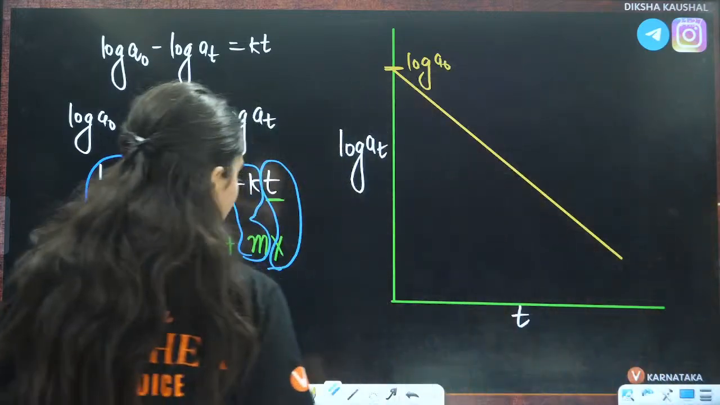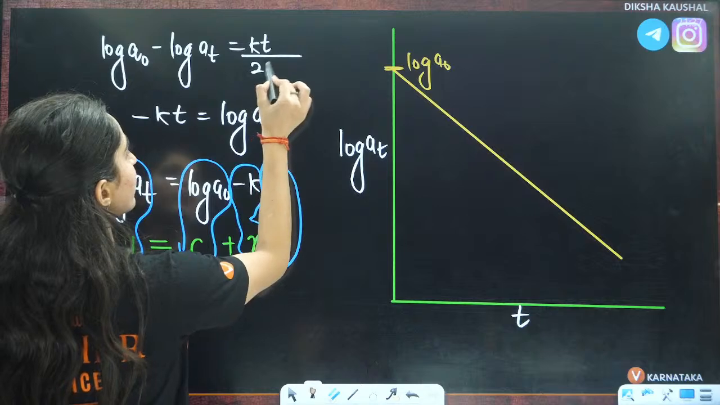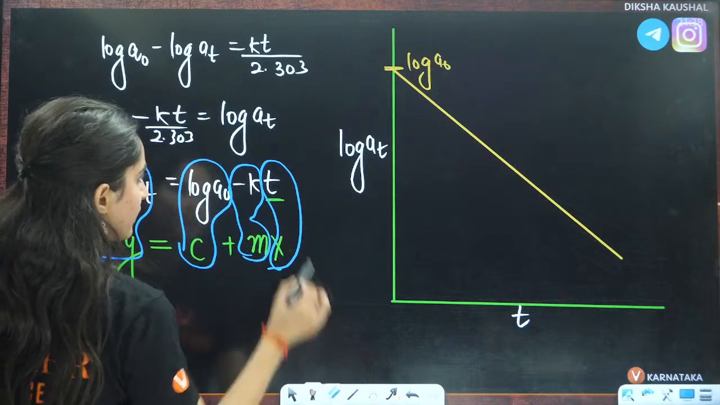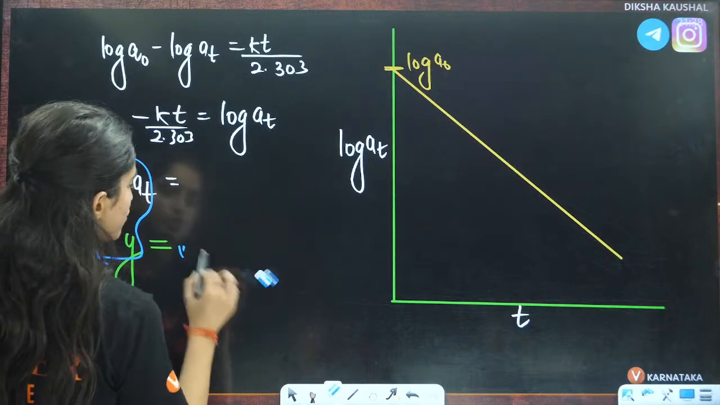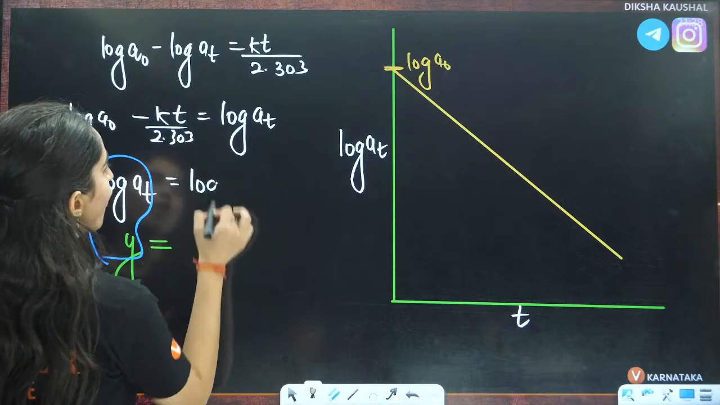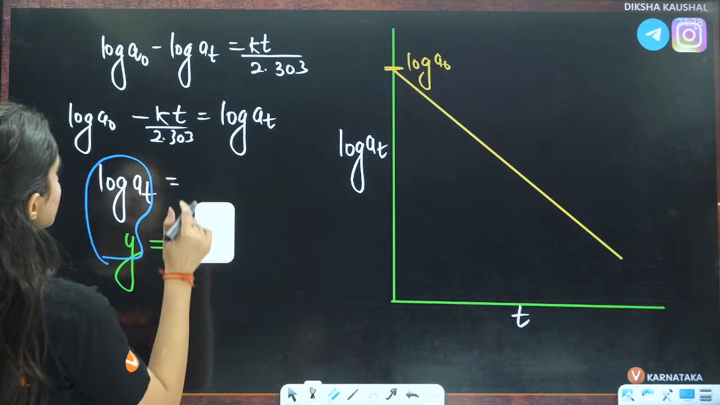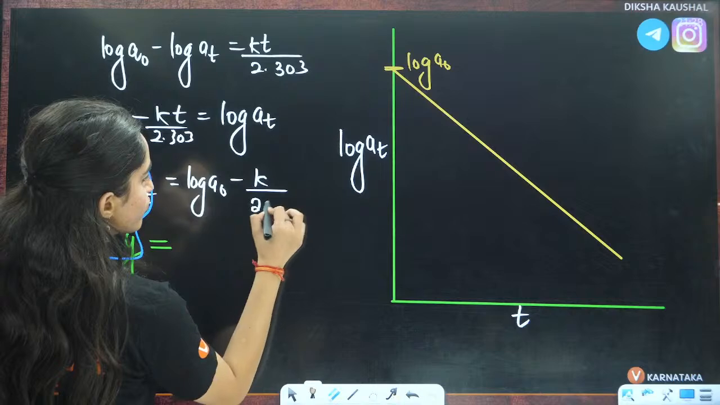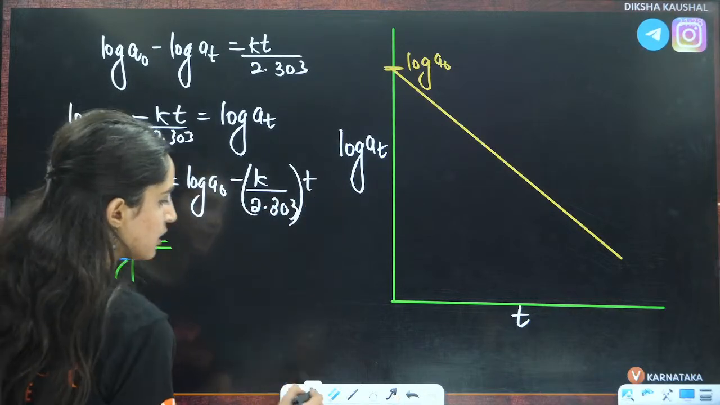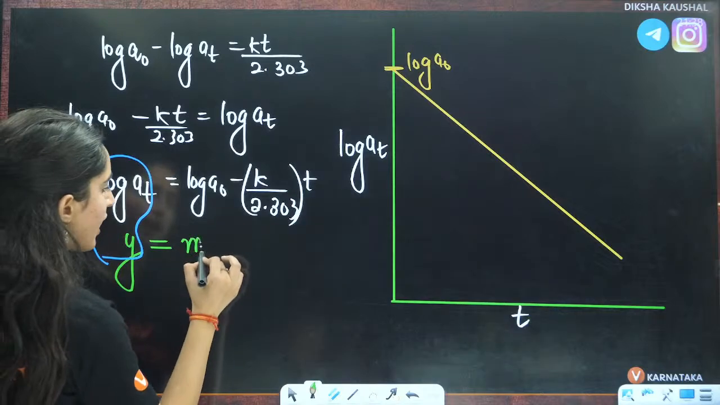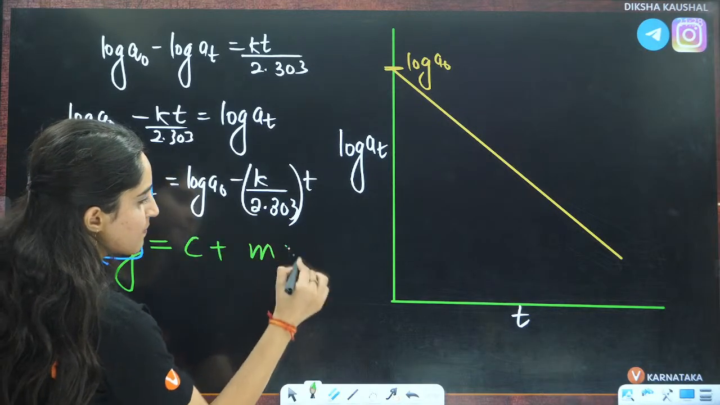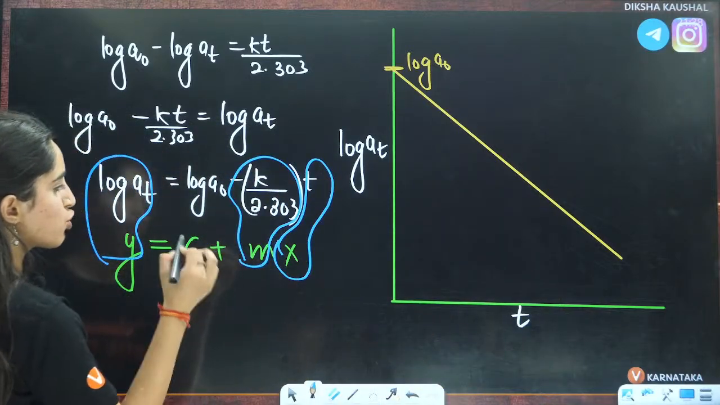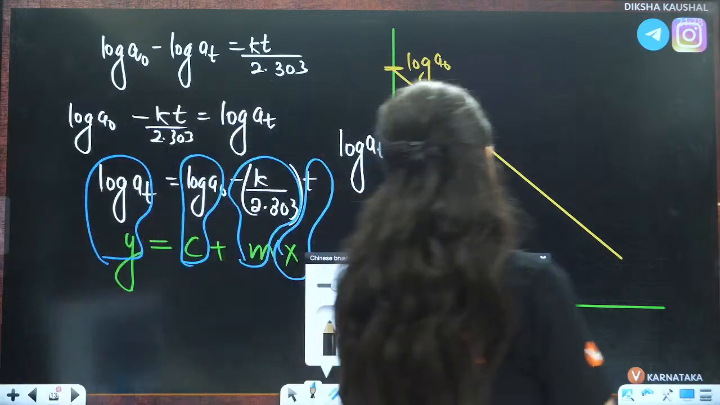Wait a minute, one thing we forgot to write here: that is 2.303. It should be 2.303 here also, right? So it will be log of A equals log of A0 minus K by 2.303 times T. Now, compare this with y equals mx plus c. This is c, this is mx, so this will become x, this whole thing will become the slope, and this thing will become the intercept, right?